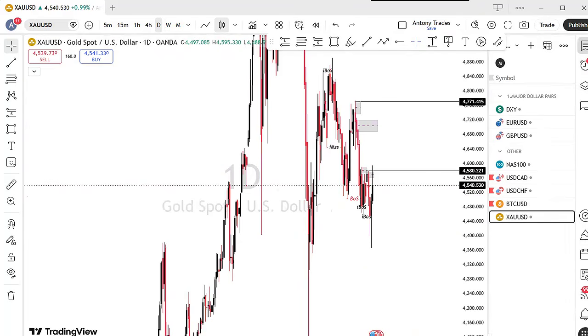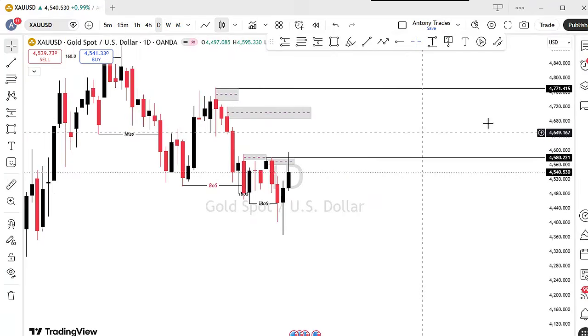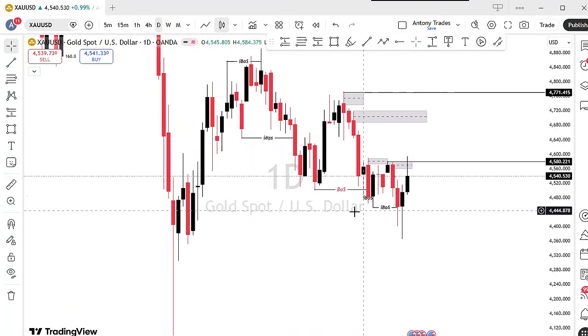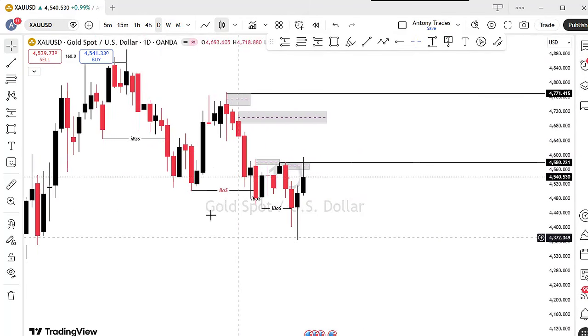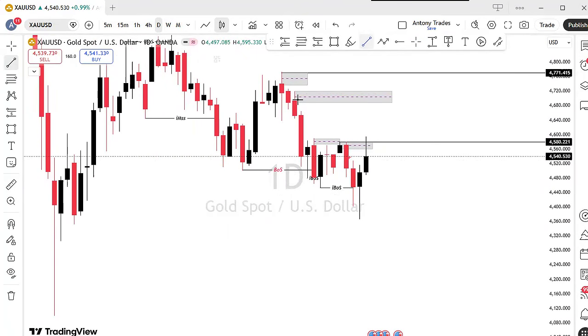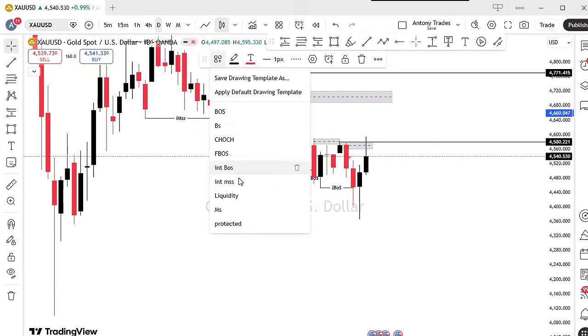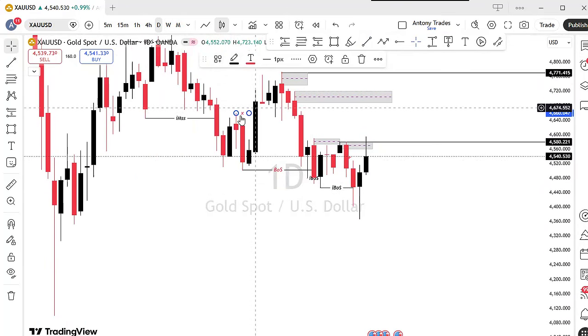Let me start from the daily. So from the daily time frame, the same thing with BTC. Gold gave us this break of structure to the downside, right? A very strong break of structure because you can see it swept this internal liquidity, swept that major inducement there.